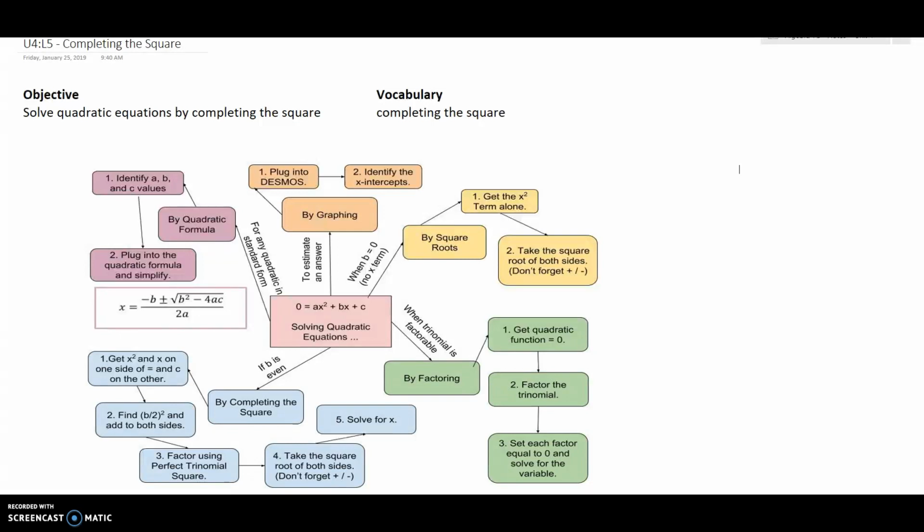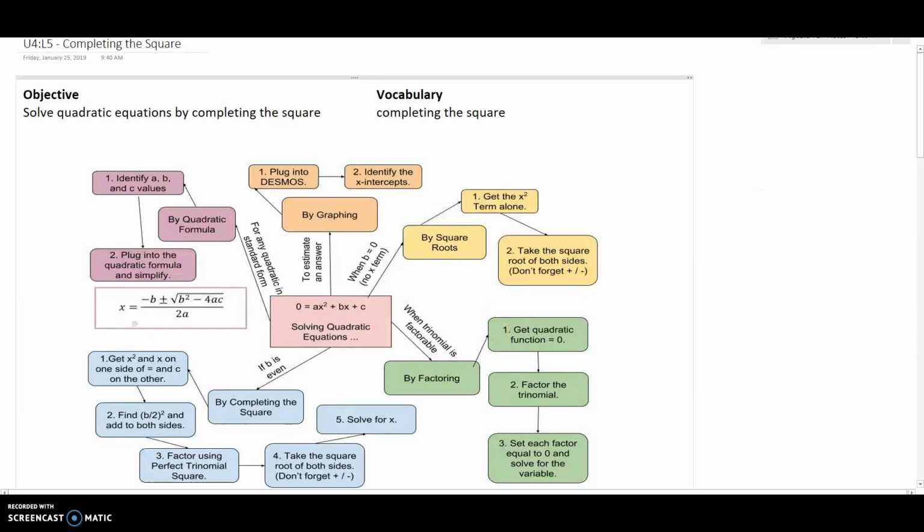So let's take a moment to review the methods we've already learned. We have learned how to solve equations by graphing. We've learned how to solve quadratic equations by square roots. We've learned to solve quadratic equations by factoring. Each one of those had a very specific case and specific use. So now we move through the sections that allow us to solve any type of quadratic equation.